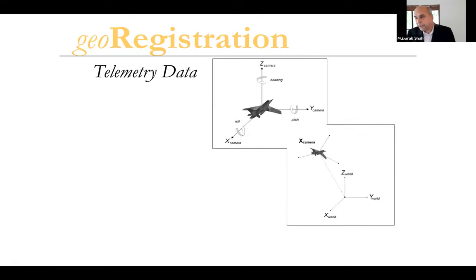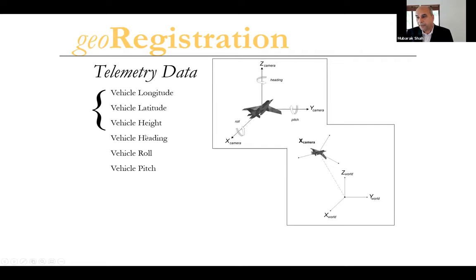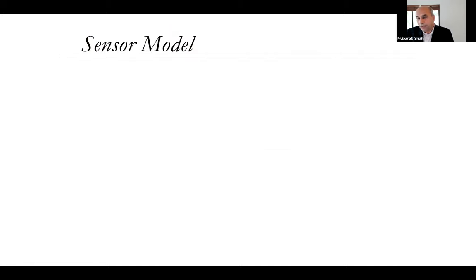Now, an important thing here is that we have different coordinate systems, and these are given by the metadata telemetry. We have the world coordinate system, and with respect to it we have the vehicle, the airplane, with latitude, longitude, height, and its orientation. Then we have a camera coordinate system, with the location and orientation of the camera. So we essentially have to build a sensor model, which is a series of transformations relating the camera coordinate system with the world coordinate system.